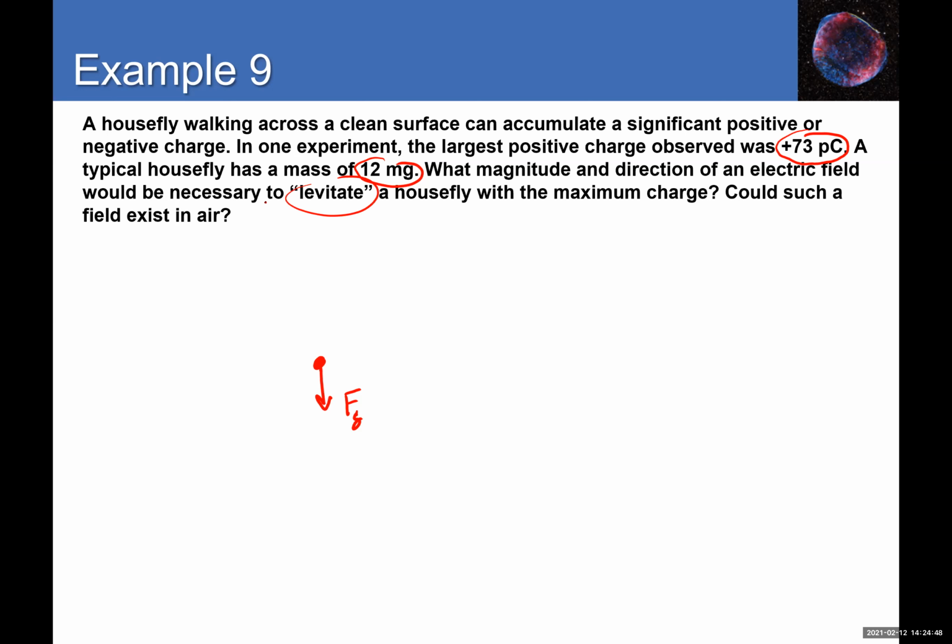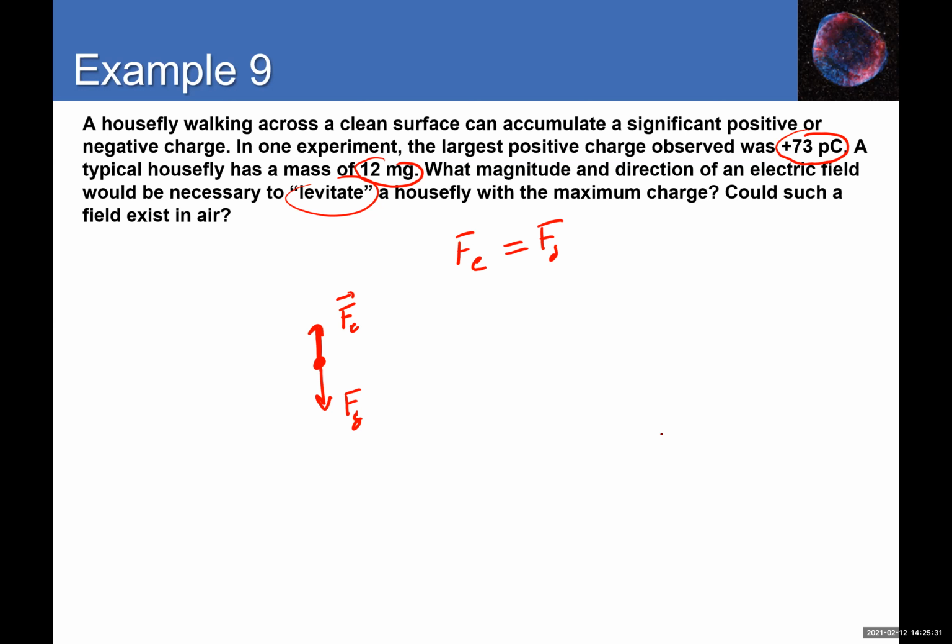When it says levitate, that means there is a force acting on it. First of all, we can assume that there's an electric field, which exerts a force on the housefly. But in order for it to levitate, this force obviously has to be in the opposite direction, so it has to be in this direction. This is the electric force. Levitate means that it's not flying up or down, left or right. It's basically in equilibrium, which means Fe equals Fg in terms of magnitude. They have exactly the same magnitude.